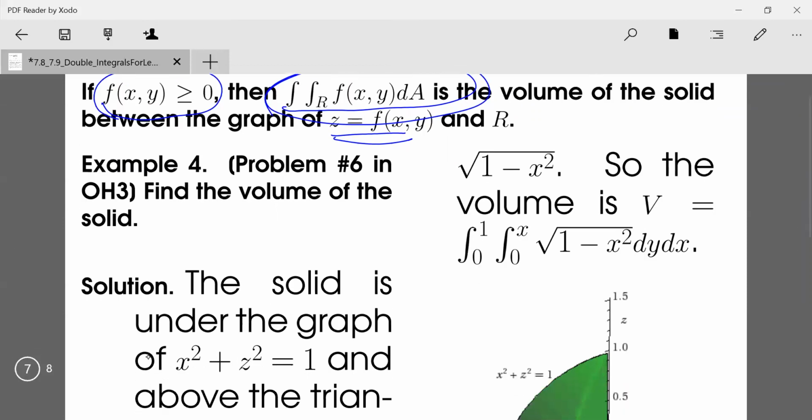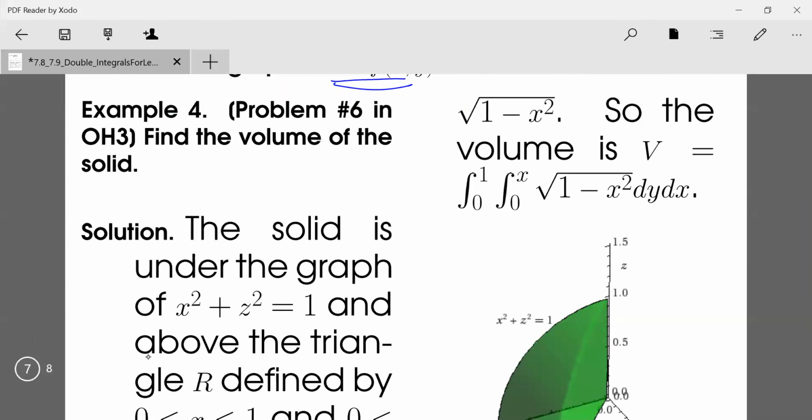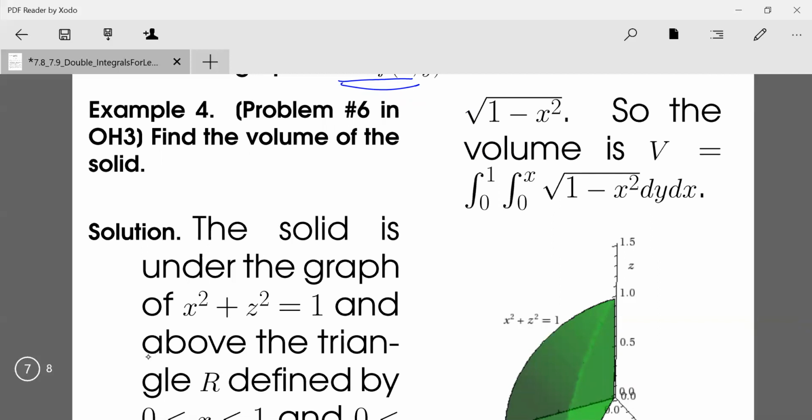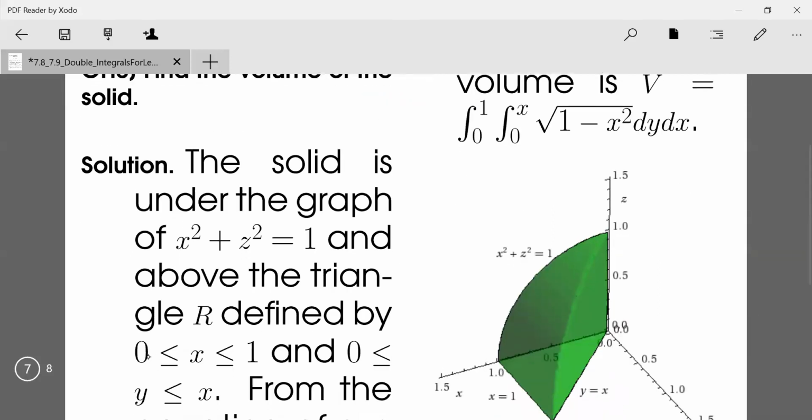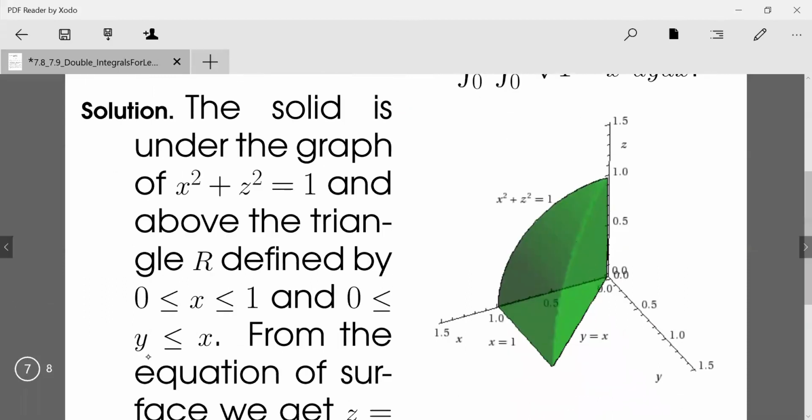So we're going to look at problem number 6 in our online assignment. The problem here is to determine the volume of this solid that's under the graph of x squared plus z squared equals 1, and above this domain R, this triangular domain here in the xy plane.